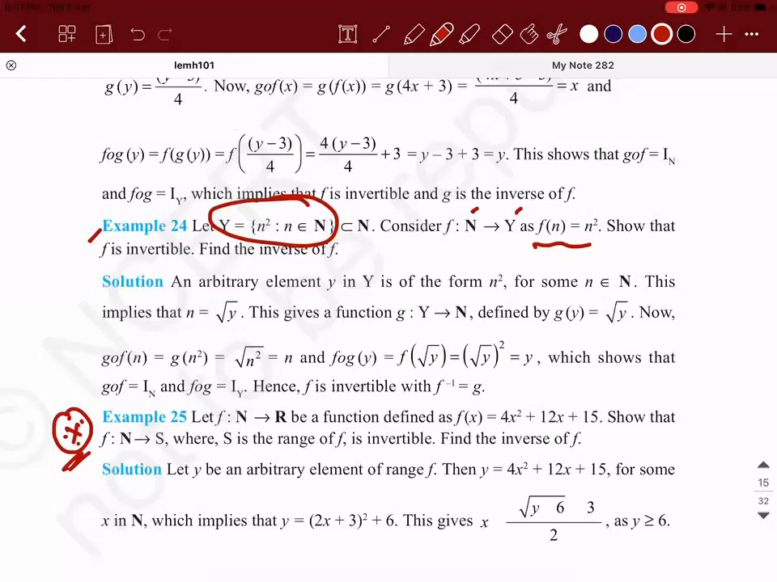So in which scenario is f invertible? Is it from natural number to R or natural number to S? Natural number to S is when the function is going to behave like an invertible function. For that, first it is our job to find the range of it. Okay, I'll help you out. Observe.